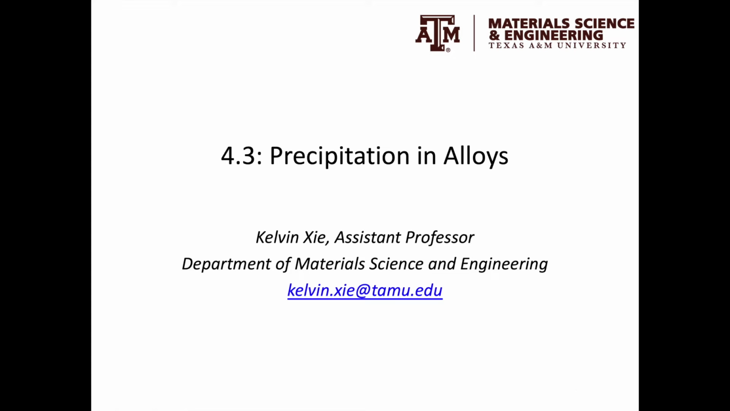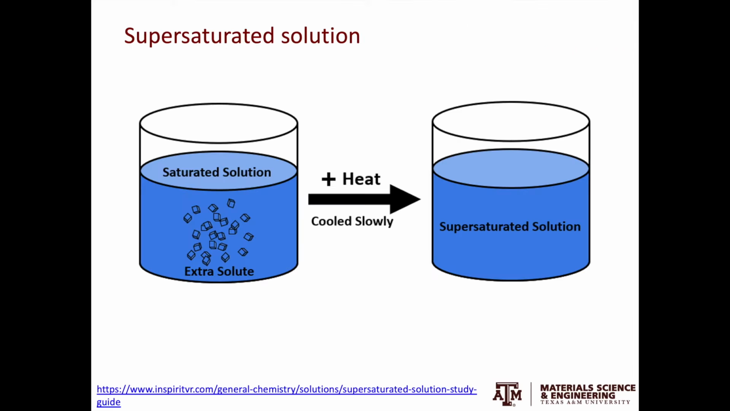In this video, we'll steer away from steels and focus on something more general, that's precipitation in alloys. We will start from an example not in alloys, but in water-based solution. Assume you have water and salt, you keep adding salt into water, and at a certain point, it will reach saturation. And after that, you keep adding extra salt, and these salt crystals will precipitate out.